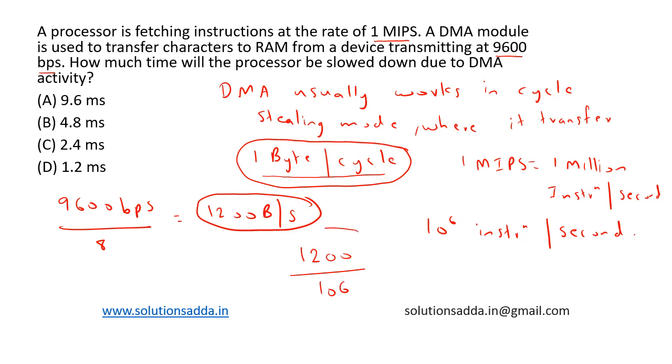The device is transmitting 9600 bits per second, so we have 1200 bytes per second. So 1200 by 10 to the power of 6, we will get 1.2 into 10 to the power of minus 3. This is equal to 1.2 milliseconds. This is the time that the processor will be slowed down by the DMA activity. We have option D as the right choice.